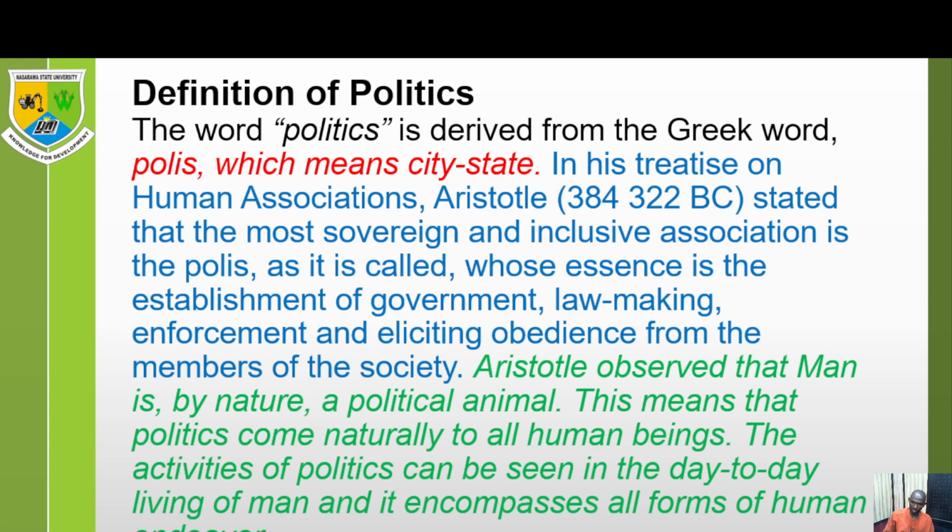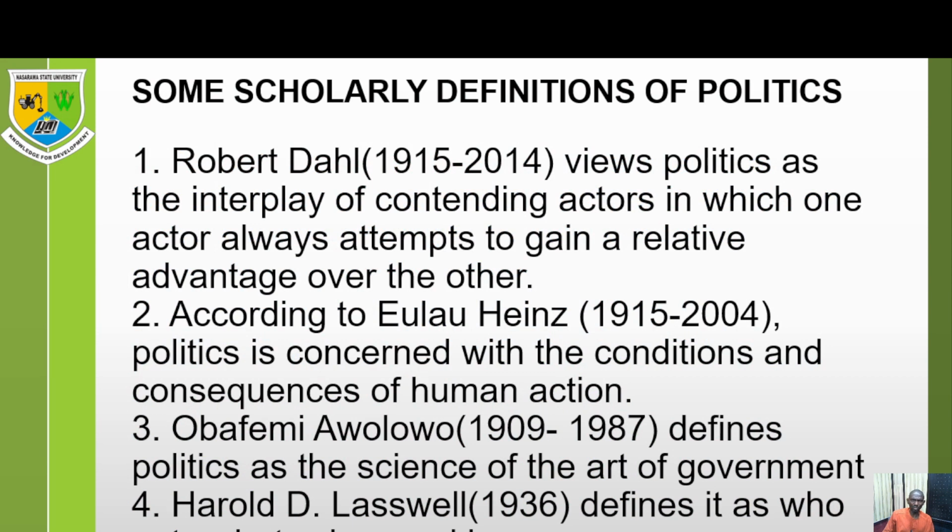And I will not end this class without giving you some scholastic definitions of politics, like Robert Dahl, 1915 to 2014, who views politics as what? The interplay of contending actors in which one actor always attempts to gain a relative advantage over the other. Going by this definition, students, you will agree with me that when you are able to gain an advantage over others in certain decisions, it means politics has actually occurred.